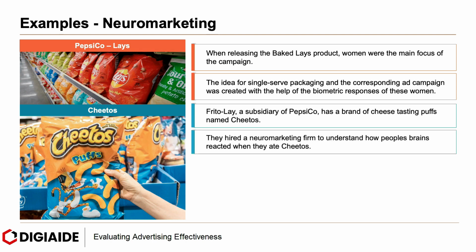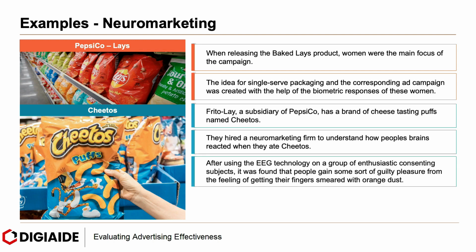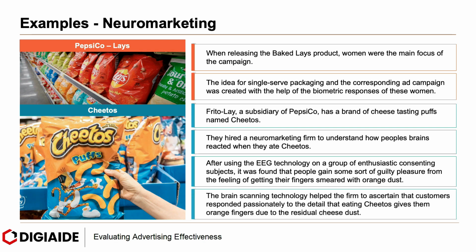They hired a neuromarketing firm to understand how people's brains reacted when they ate Cheetos. After using the EEG technology on a group of enthusiastic, consenting subjects, it was found that people gained some sort of guilty pleasure from the feeling of getting their fingers smeared with orange dust. The brain scanning technology helped the firm to ascertain that customers responded passionately to the detail that eating Cheetos gives them orange fingers due to the residual cheese dust.